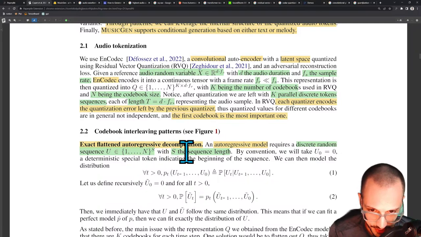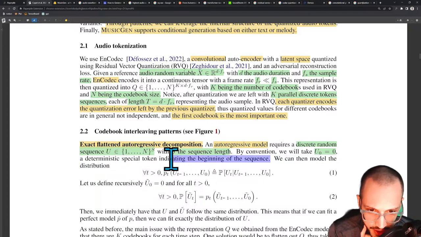Or no, n is the size of the codebook. S is the length of the sequence. We will take u0 equals 0. So I guess u at time 0, the first element in that sequence, is 0, a deterministic special token indicating the beginning of a sequence.